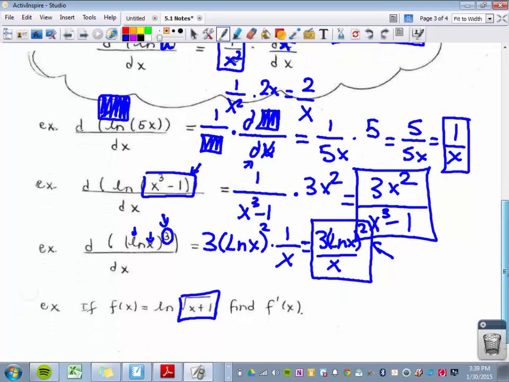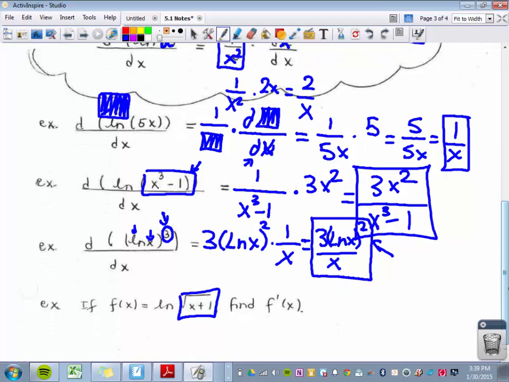Little drum roll for our last one. Okay. I'm a little nervous after that last one. So here we got natural log of the square root of x plus 1. So we want to find the derivative here. So it would be 1 over the square root of x plus 1. And now we have to find the derivative of the square root of x plus 1. Isn't that 1/2 x plus 1 to the negative 1/2?